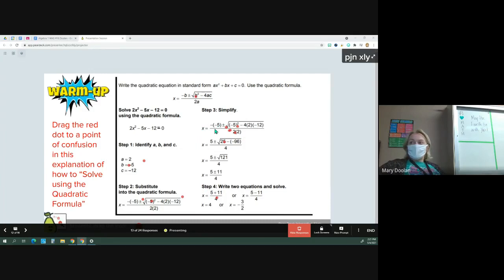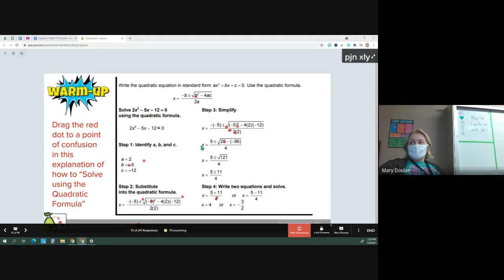The opposite of negative 5 is positive 5. They did that. The denominator, 2 times 2, they changed that to 4. The power of negative 5 squared, because the squared is around with parentheses, your base is negative 5. This means negative 5 times negative 5, which is positive 25. So that's where the 25 came from. They also simplified 4 times 2 times negative 12. When you multiply these three numbers together, you're going to get a negative product. And 4 times 2 times 12 is 96.